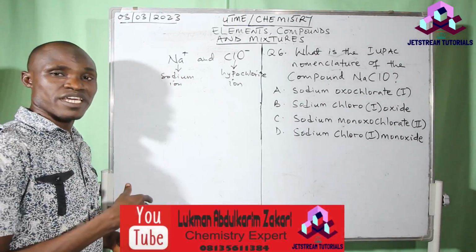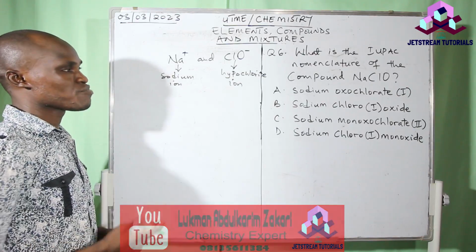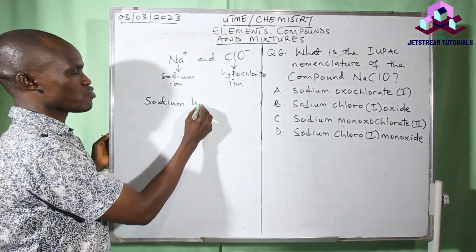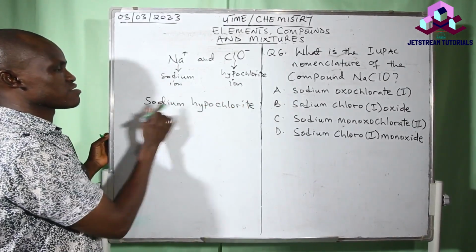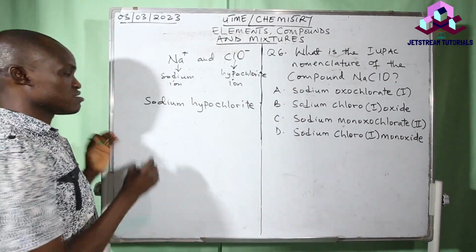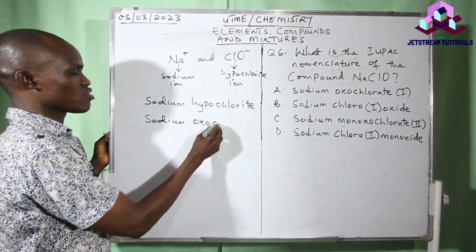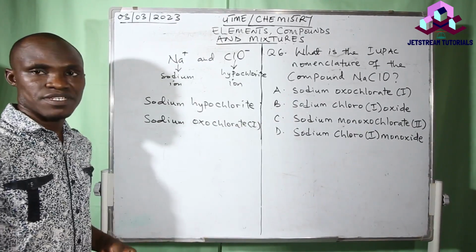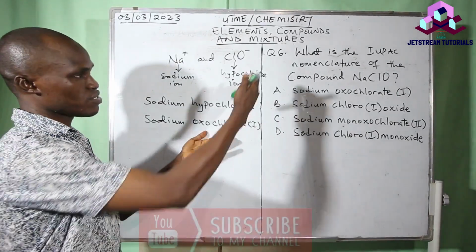Conventionally, the IUPAC name for this compound is of two types. We have the old IUPAC name and then we have the new IUPAC name for the compound. The new IUPAC name is sodium hypochlorite. The old IUPAC name is sodium oxochlorate(I). Is that taken? So this is the old IUPAC name of the compound NaClO.